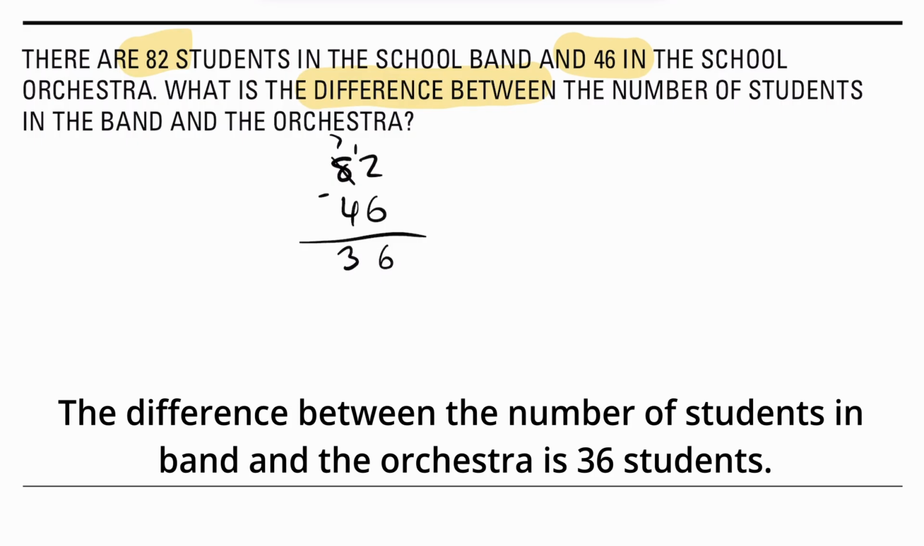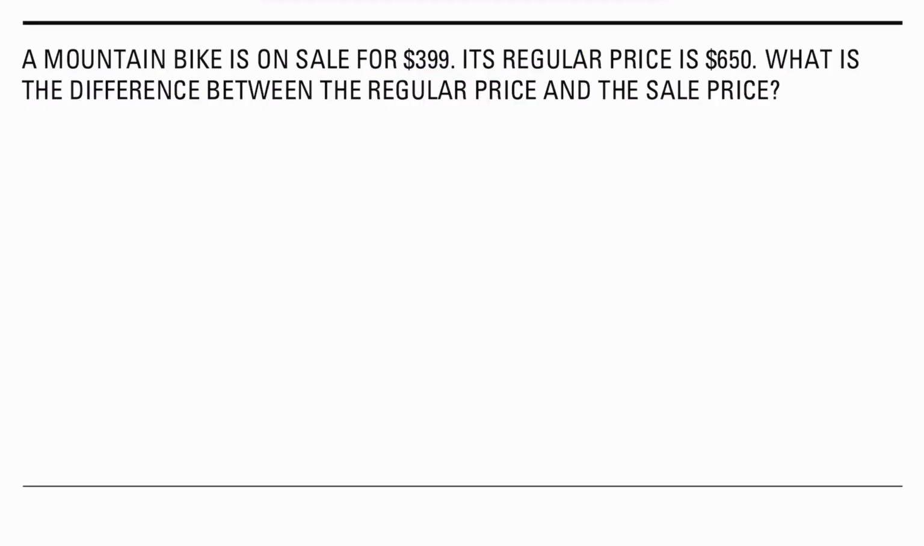Something like that. A mountain bike is on sale for $399. Its regular price is $650. What is the difference between the regular price and the sale price? And so here, again, we're looking at difference between. This is a very common thing. So you'll be calculating this in everyday life whenever you're at the shops. And so we're looking for the difference between the regular and the sale price. And so the regular comes first, which means we're subtracting from it. And the sale comes second, which means it's the thing that we're subtracting. And so we've got $650 minus $399.